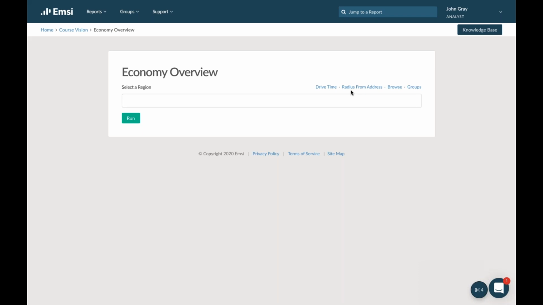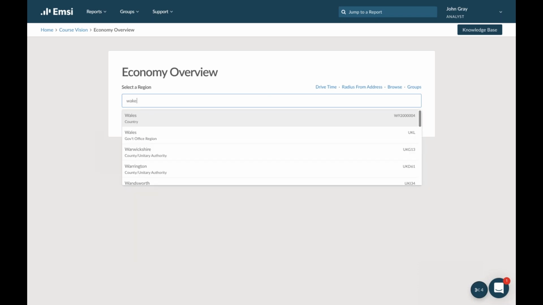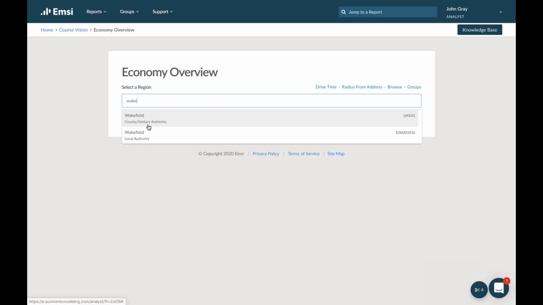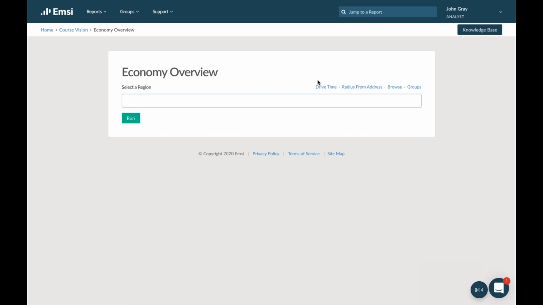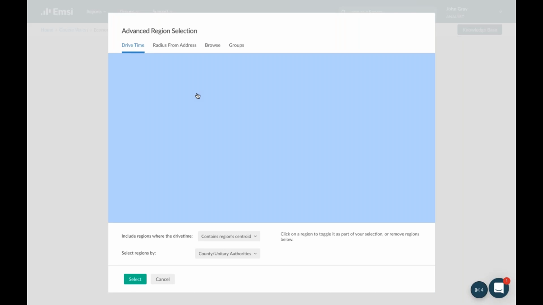What you do if you're actually running this for real to try and mine the data to support curriculum planning would be to run it maybe just for Wakefield, but then also to run it for a broader area as well. So as you know, with any of the Emsi tools, you can start to type an area. So we could start to type Wakefield. We could then select the local authority. What we could also do is select a drive time or a radius from the address, or we could look at some other areas and groupings. I'm just going to select drive time because that's something that some of you may not have already seen.